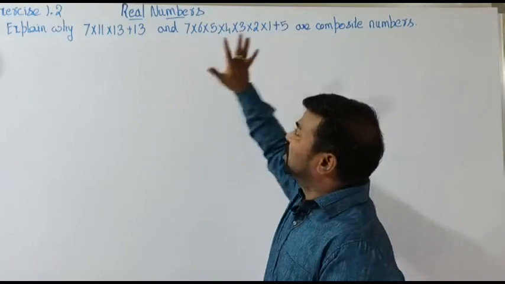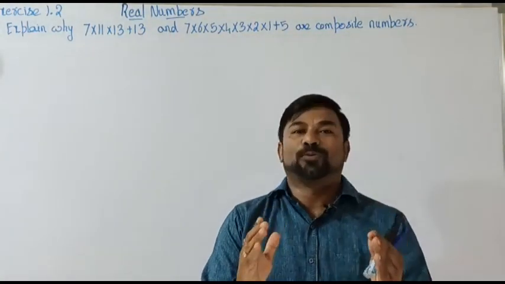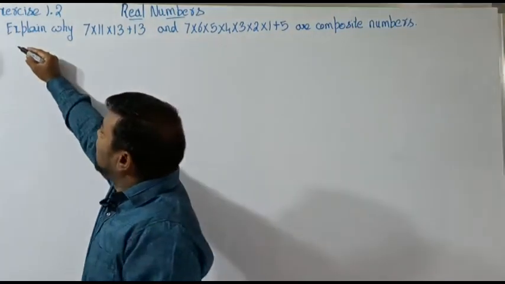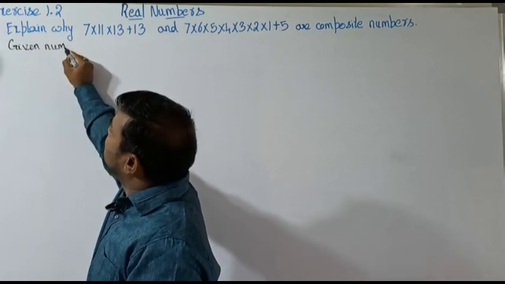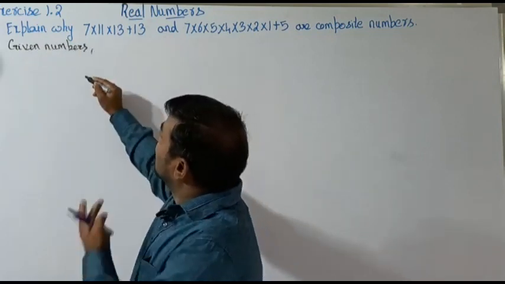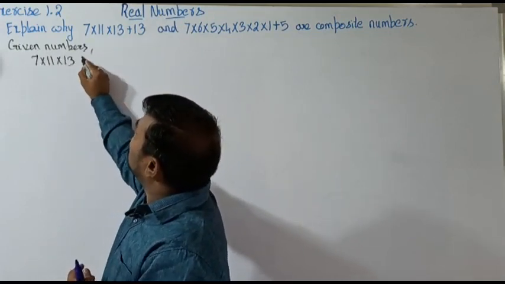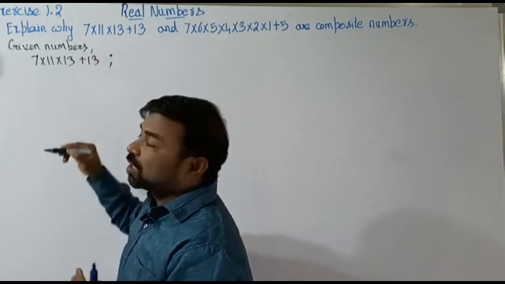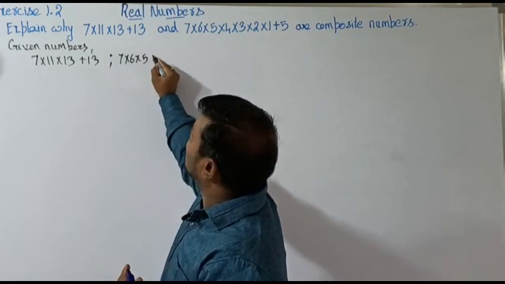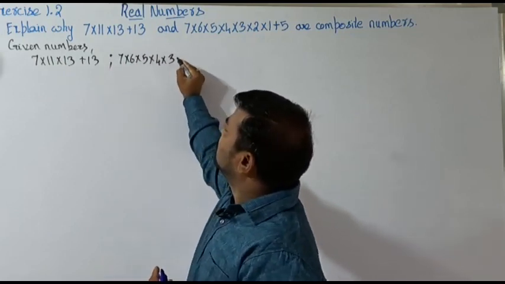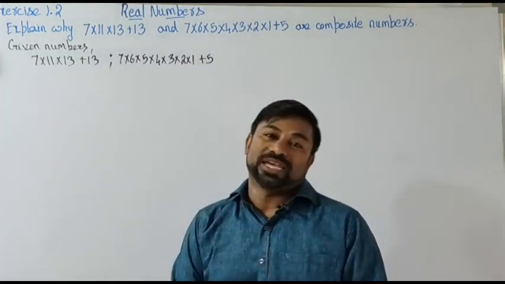So we have been given two separate numbers to work on, and we have to explain why they are composite numbers. So let's work on it. The given numbers: the first one is 7 into 11 into 13 plus 13. And the other one is 7 into 6 into 5 into 4 into 3 into 2 into 1 plus 5. These are the two numbers we have been given.